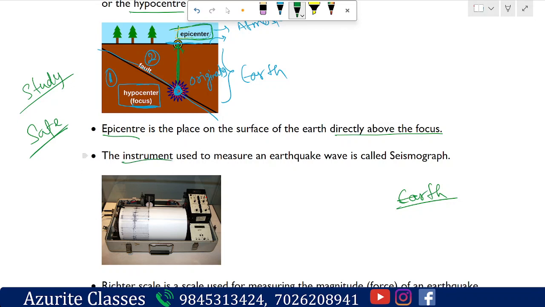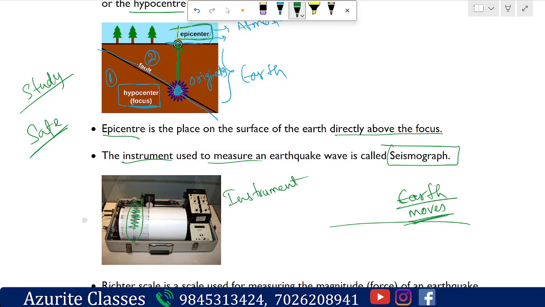The earthquake is measured by an instrument. What do we say this instrument is? Seismograph. This was in the first lesson of the GK book, sir. The earth is moving every time, and there are always some vibrations inside the earth. If you see here on this seismograph, there are lines like these. Those are the readings of the movement of the earth, that is, vibrations.